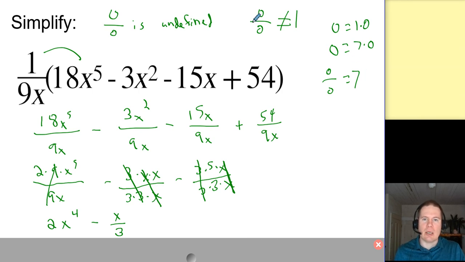So even when I'm canceling x with x, 0 divided by 0 doesn't cancel, it doesn't work. But so long as x is any number, any real number besides 0, I can cancel x with x. That cancels out exactly the same way 3 cancels with 3. I'm left with 5/3.